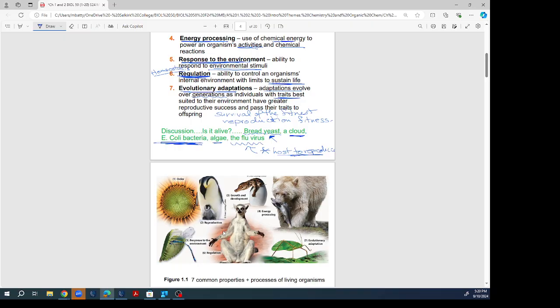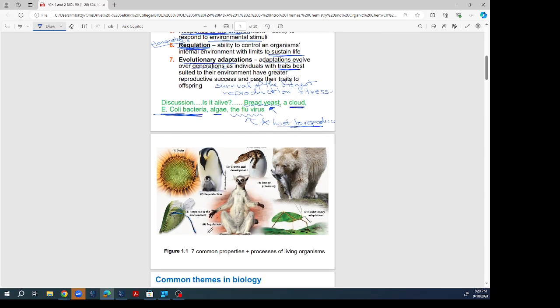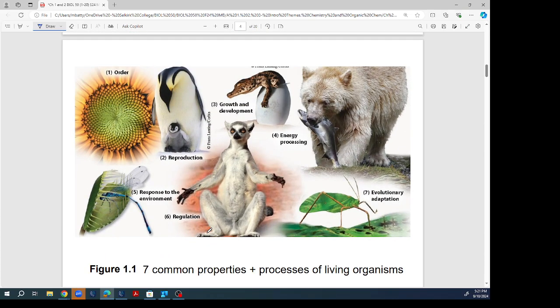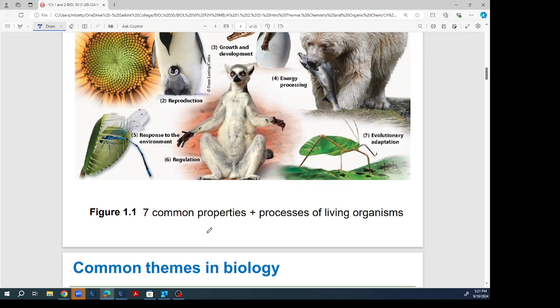And so that's where most people land on the flu virus. But honestly, these are just a set of criteria that, like I said, are a beginning point, and they're something we can think about as we move through and talk about biology. So, some pretty pictures. All right.